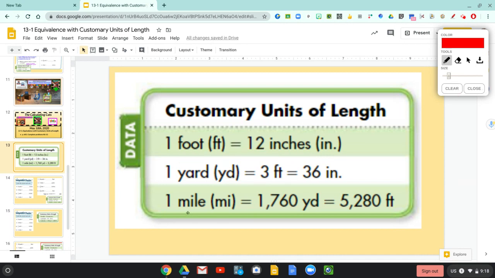And then down here, 1 mile is equivalent to 1,760 yards, and that is equivalent to 5,280 feet. So you'll need this chart for today. If you want to, you can always jot it down real quick, pause the video so you have it in front of you, but you should have a little conversion chart on your lesson today. So let's go ahead and take a peek.